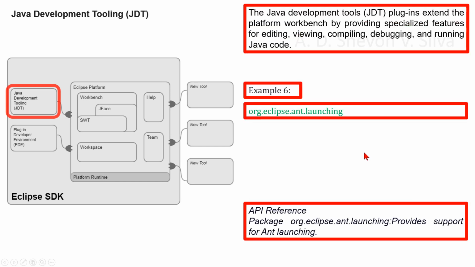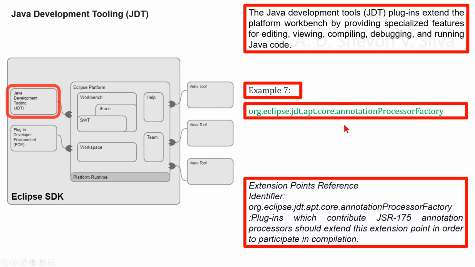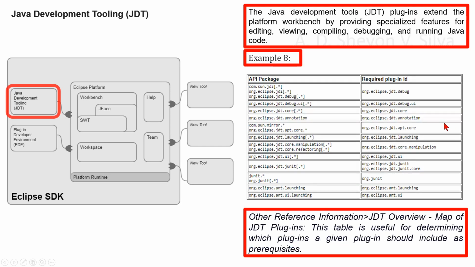Now we are considering API reference. For example, we can consider the package org.eclipse.ant.launching, which provides support for ant launching. Now we are considering extension points reference. For example, we can consider org.eclipse.jdt.apt.core.annotationProcessorFactory. Plugins which contribute JSR 175 annotation processors should extend this extension point in order to participate in compilation.